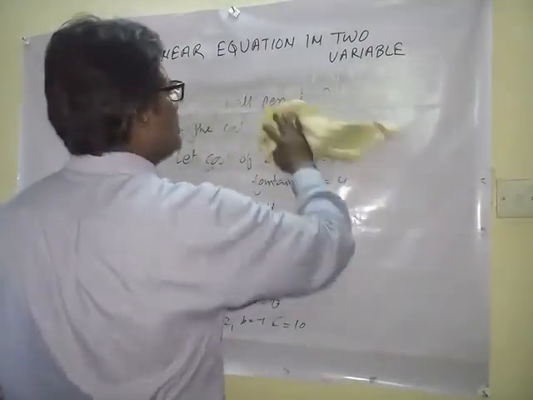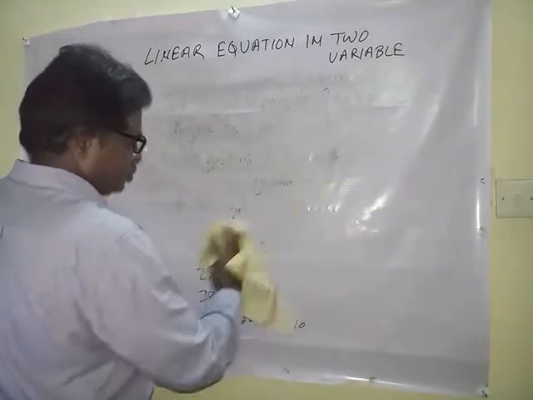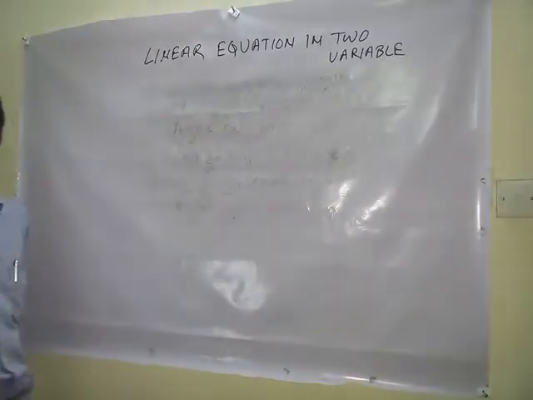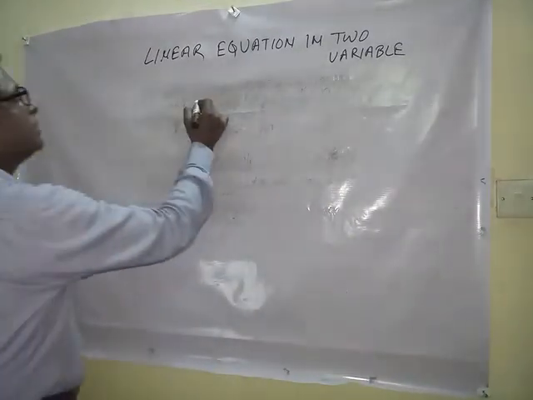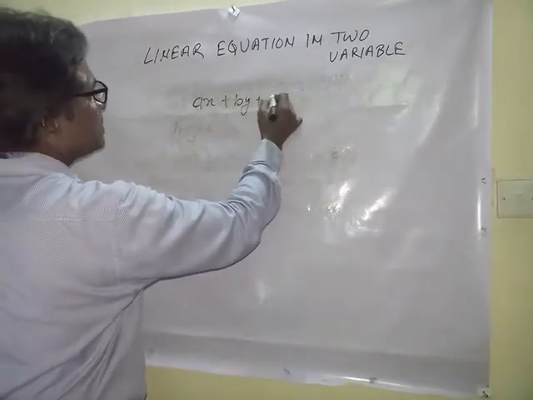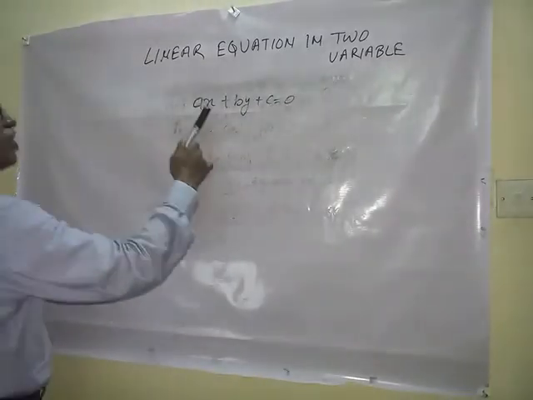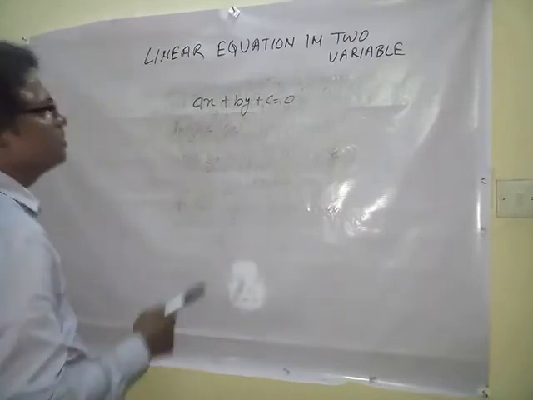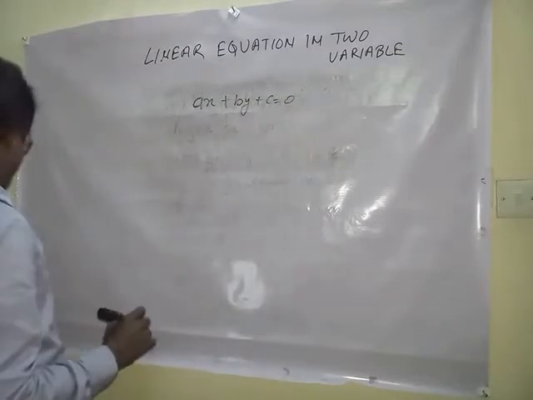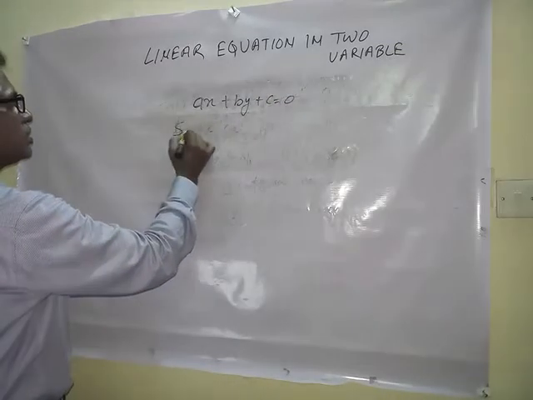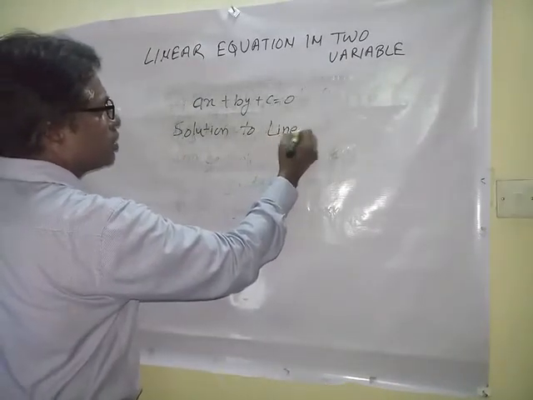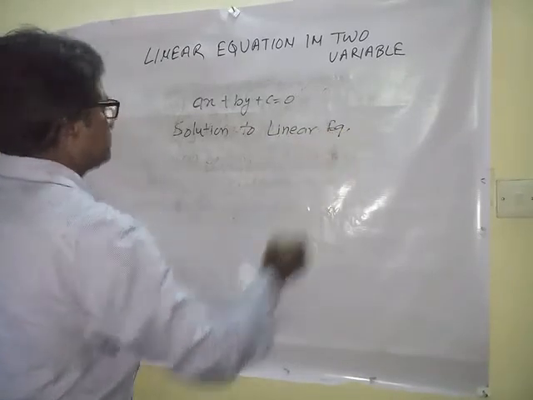Now we have seen ax plus by plus c is equal to 0. There is always a solution to any linear equation. There is one particular value of x and y which satisfies this equation and the answer will become 0. So that is what is called a solution to a linear equation.